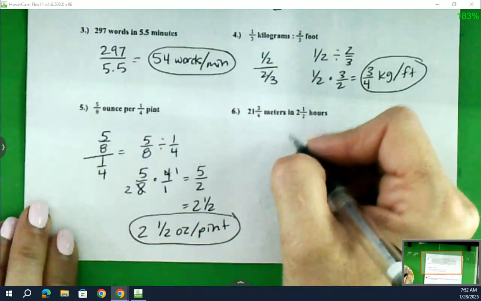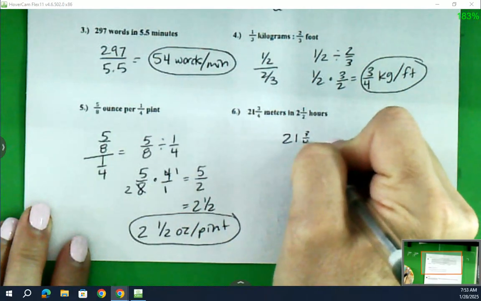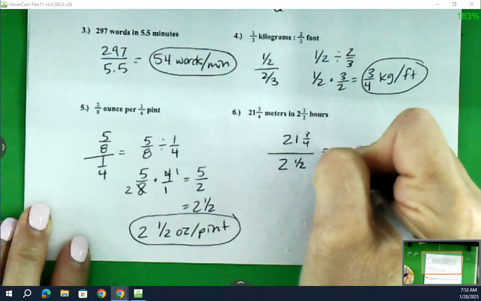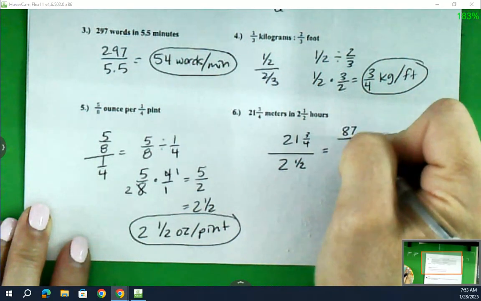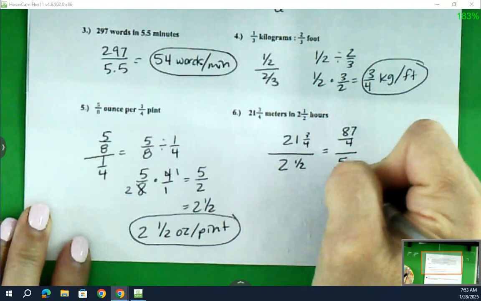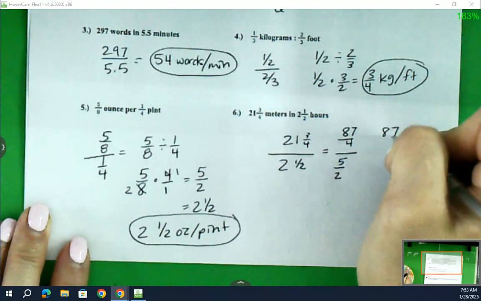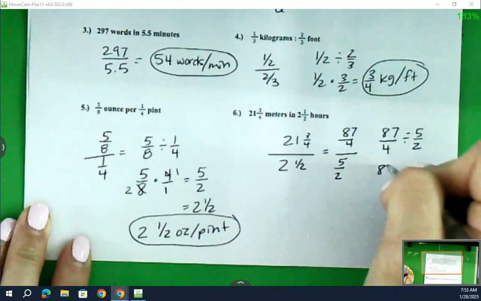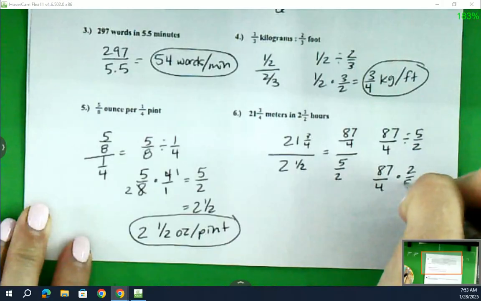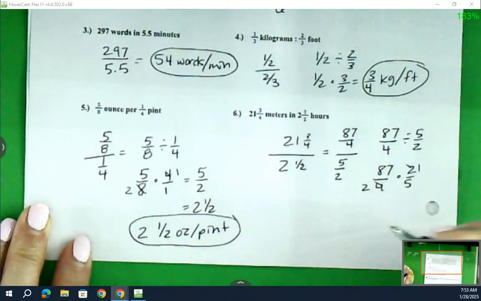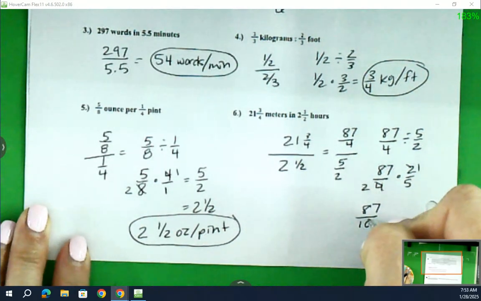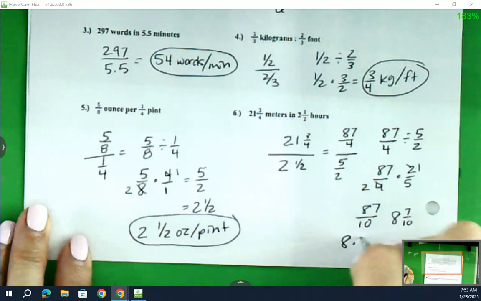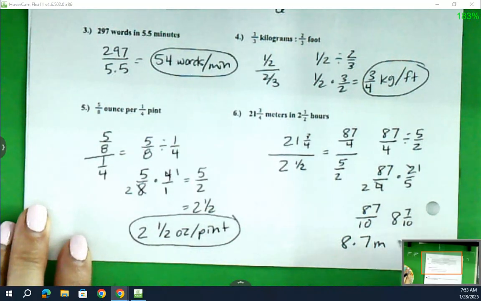And lastly, we have 21 3/4 divided by 2.5. Okay, this works out to be 87/4 divided by 5/2. And we're going to have 87/4 divided by 5/2 is 87/4 times 2/5. Cross canceling, we get 87/10, which is 8 7/10, or 8.7 meters per hour.